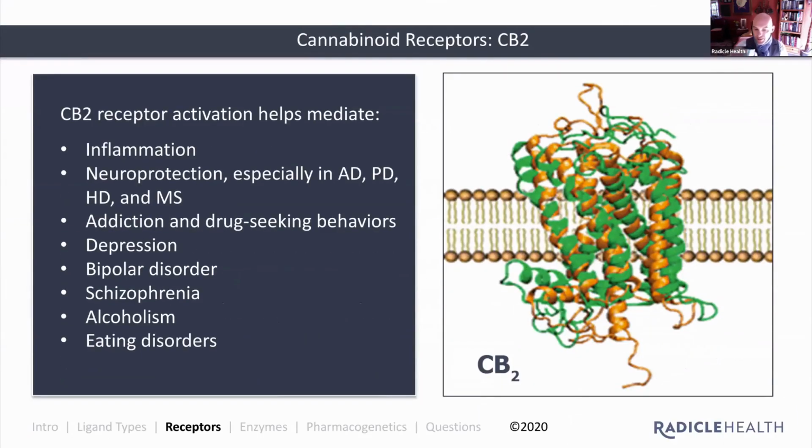And then we have CB2. These are also G protein coupled receptors. They're located in the brain and the peripheral nervous system, but they're concentrated in the peripheral immune system. So bone marrow, thymus, spleen, tonsils. But they're also located in the uterus, in the lungs, and in the microglia in the brain.